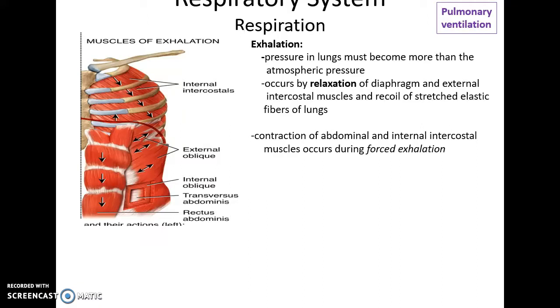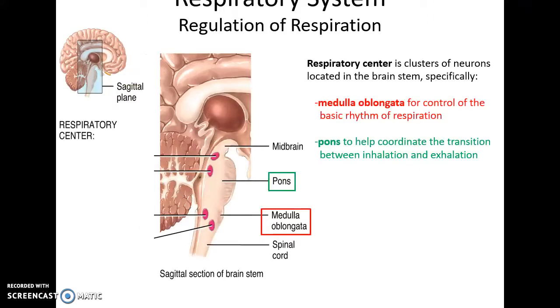Exhalation. For air to move out of the lungs, the pressure in the lungs must be greater than the atmospheric air pressure. This occurs when the diaphragm and external intercostal muscles relax. The lungs automatically recoil and return to their original size. This decreases the volume of the lungs, which increases the air pressure in the lungs, causing the air from in the lungs to move out into the atmosphere. If you want to have air leave the lungs quickly, you can contract the abdominal muscles and the internal intercostals, and this is referred to as forced exhalation, moving the air out really, really quickly.